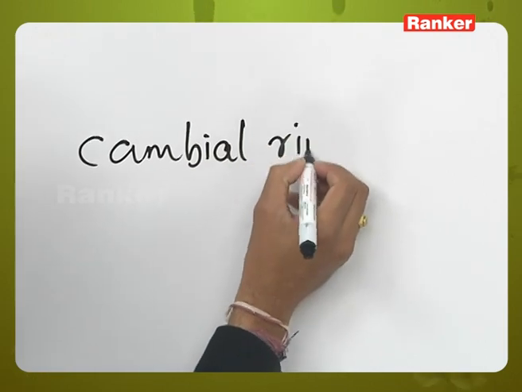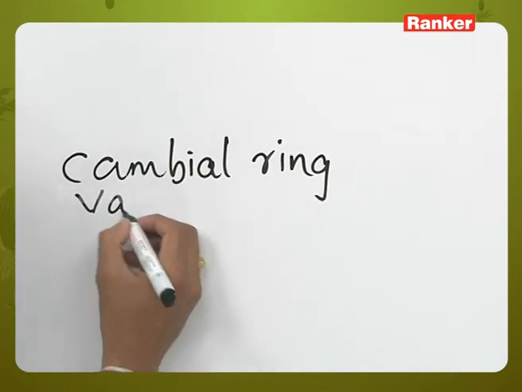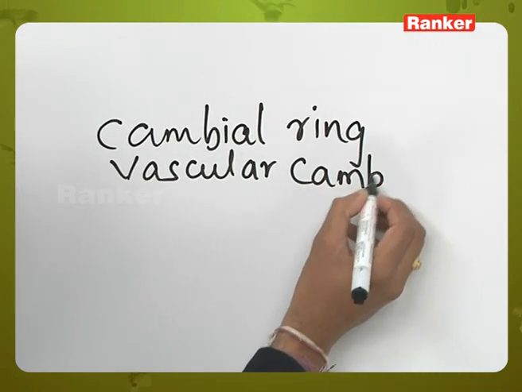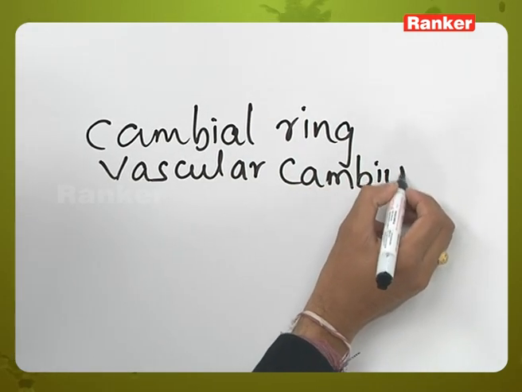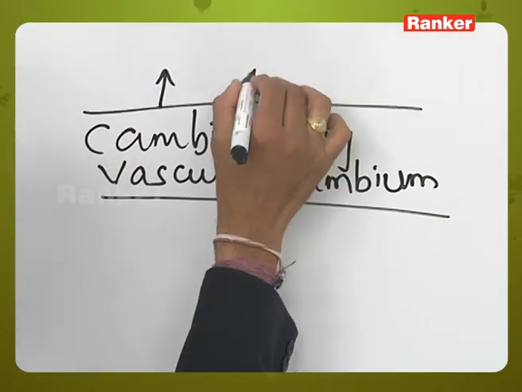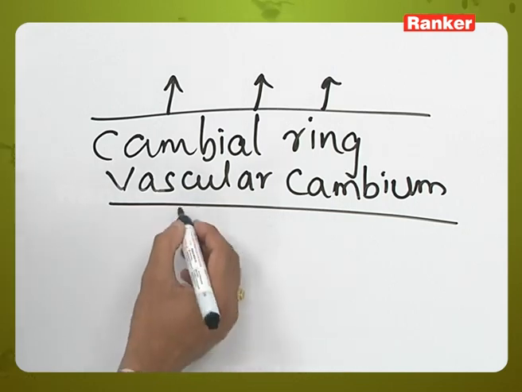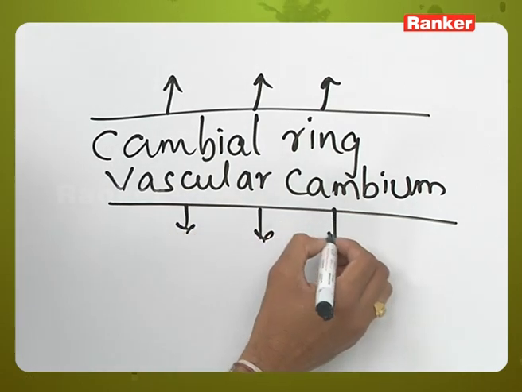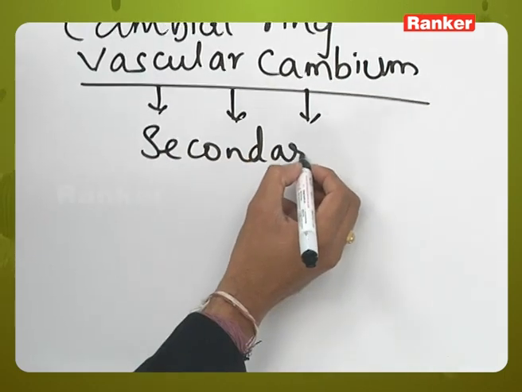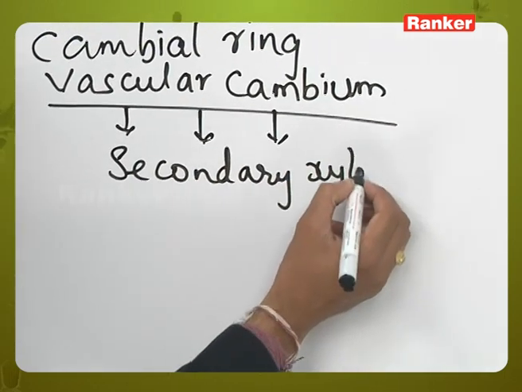or vascular cambium, we can call it the vascular cambial ring. This cambium will start producing some tissues towards the outside, called secondary phloem, and some tissue towards the inside, called secondary xylem, or secondary xylem is otherwise called wood tissue also.